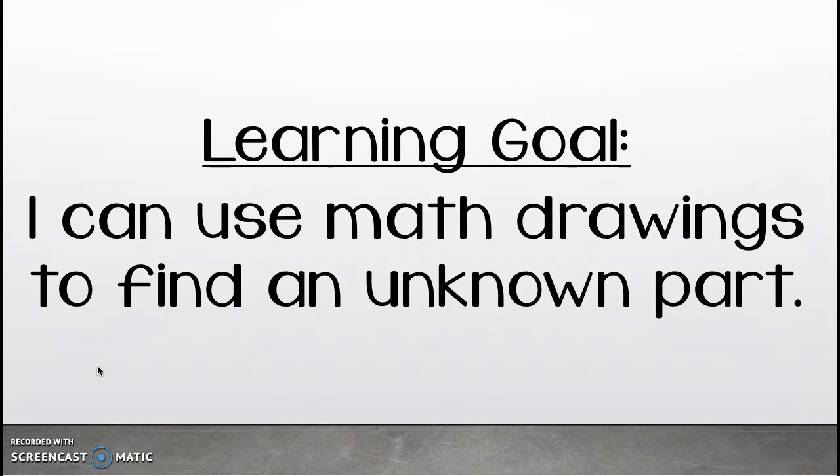In our last lesson, we did something really similar to this. We had a total amount and someone took some away, and then we had to find out what the missing part was that they took. Today, we're going to talk about unknown parts where just different people have part of the group.